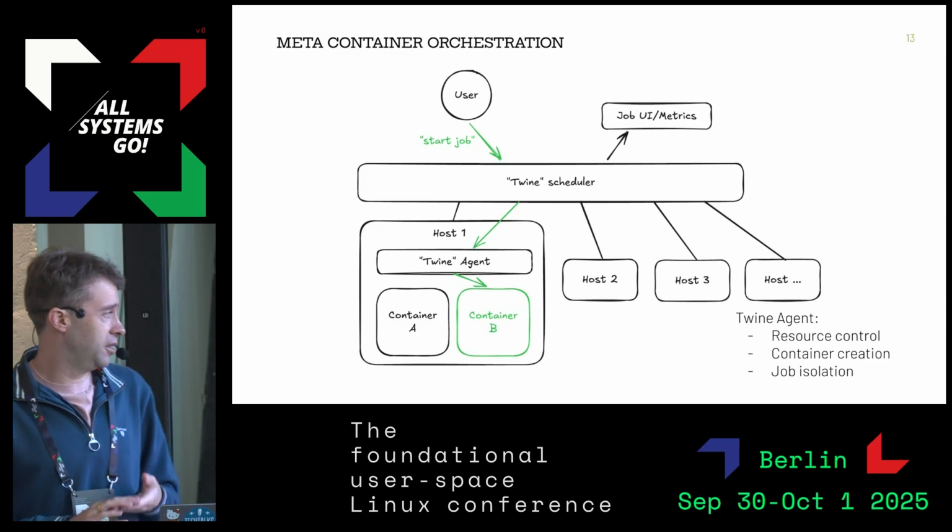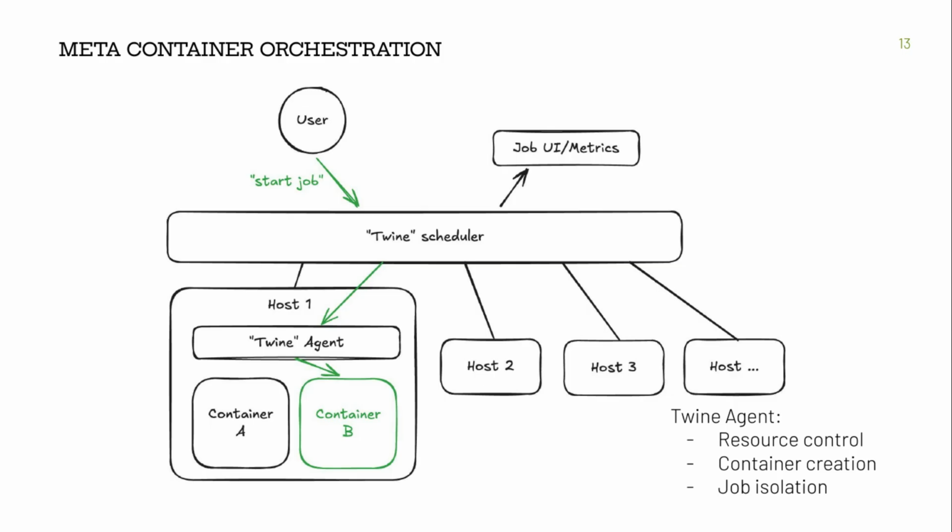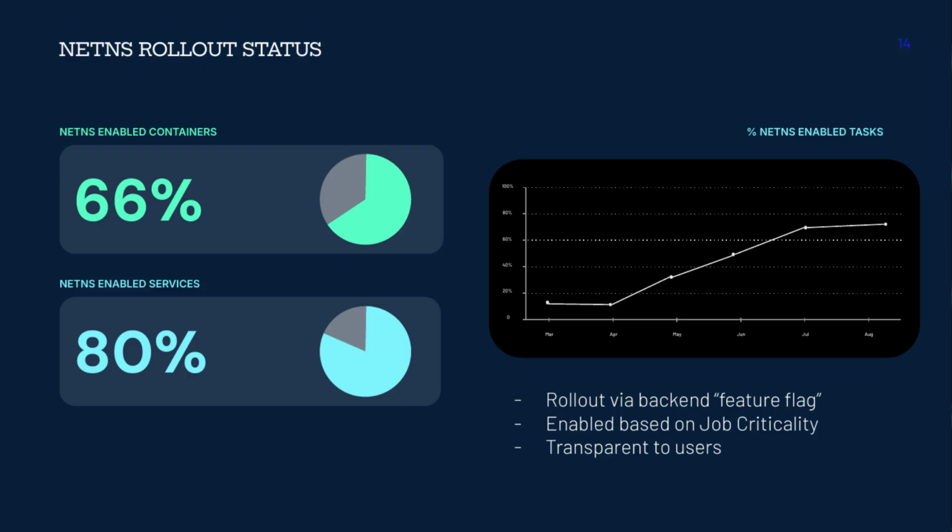And this agent is responsible for the resource control for these jobs, like assigning how much memory and how much CPU they're able to use. Of course, it also creates the actual container and sets up the isolation between the jobs so these services don't step on each other's toes. In terms of the rollout status today, about 66% of all of the containers that we create use this, containers with root or without root. Either case, it should work.